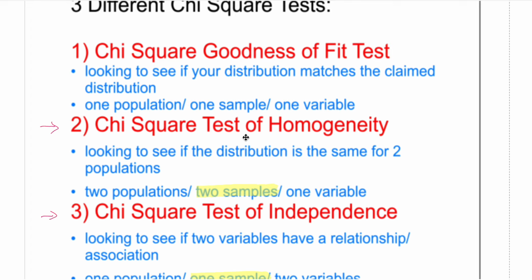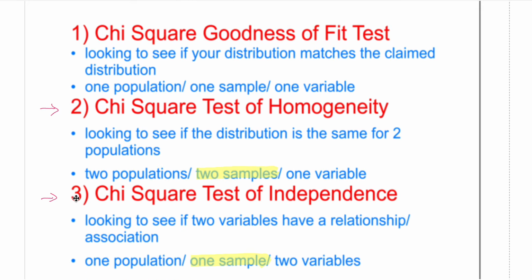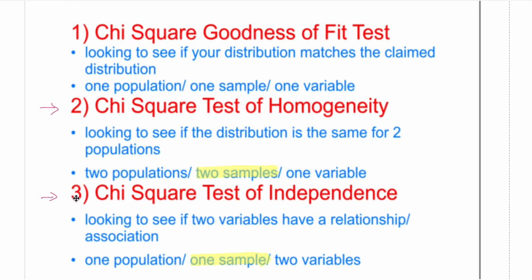First, what is the test of homogeneity? It's looking to see if the distribution is the same for two populations. Pay close attention to the two populations here. The hint will be two populations, two samples, or one variable in the question. For chi-square test of independence, we want to pay attention to see if two variables have a relationship or association. So in here, we're going to be looking at two variables. A hint for that will be one population, one sample, and two variables for the question.